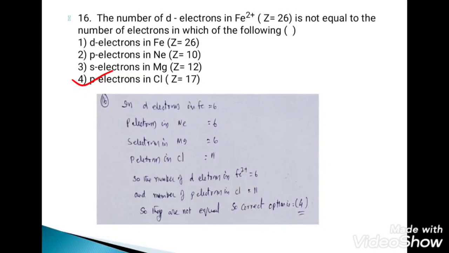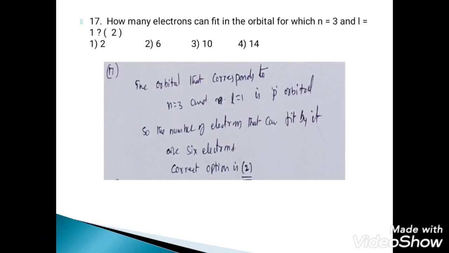How many electrons can fit into the orbital for which n is equal to 3 and l is equal to 1? The orbital corresponding to n equal to 3, l equal to 1 is the p orbital. So the number of electrons you can fit into that orbital is 6. We only have to find out which orbital it belongs to, that is the p orbital, and the maximum number of electrons a p orbital can have is 6. Option is 2.